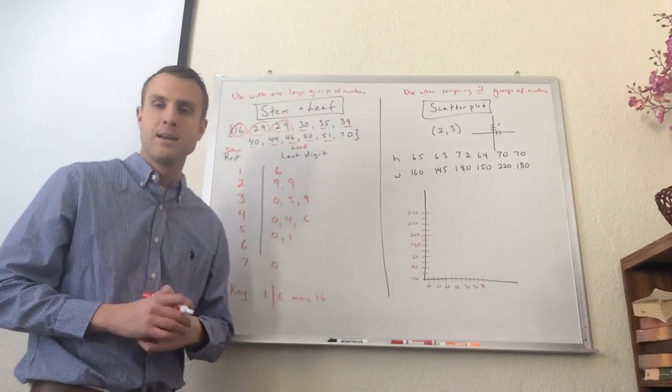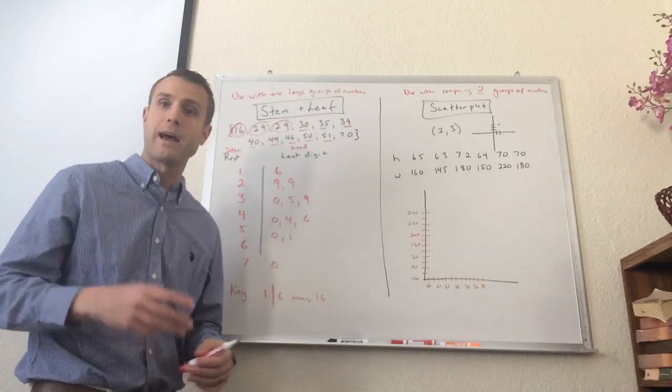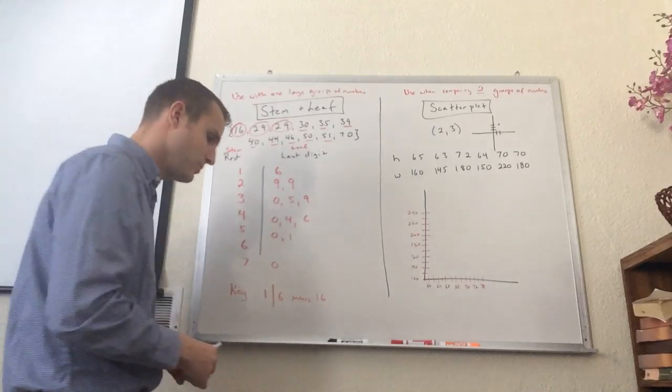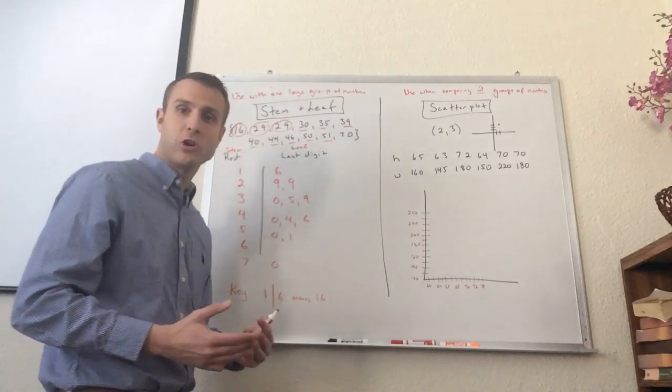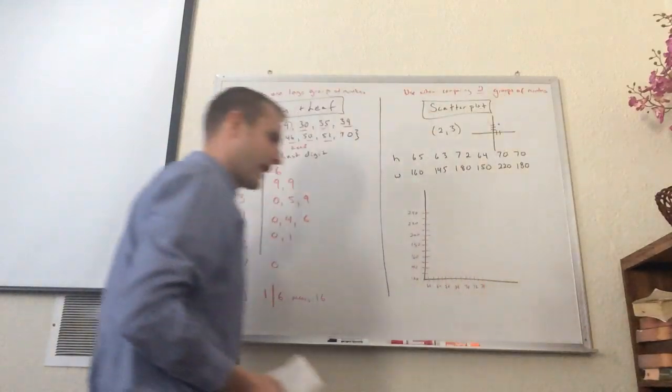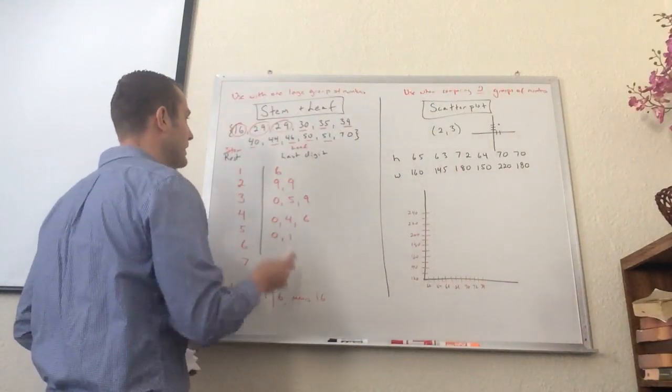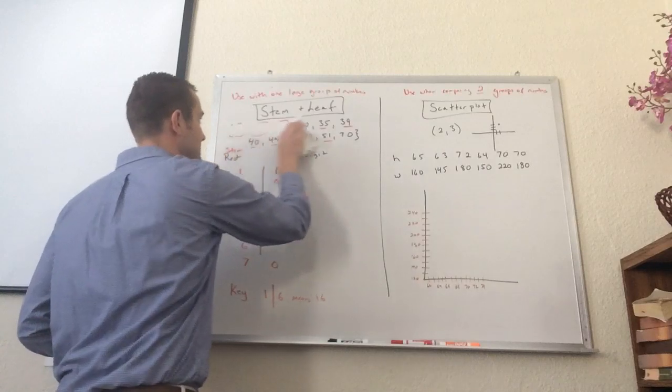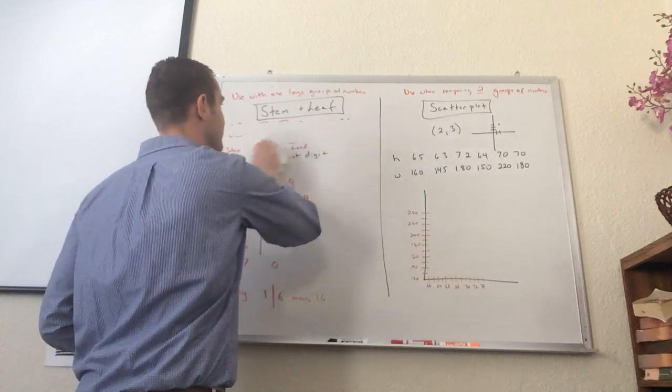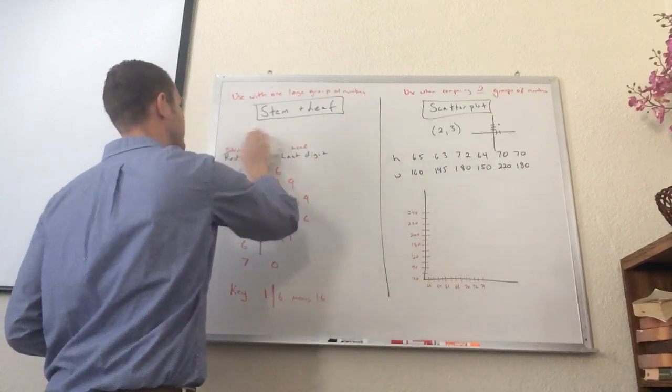It doesn't matter. Now sometimes your stem and leaf might have three digits instead of two digits. So let me quickly show you how you would do it if it had three digits. Let's say my group of numbers here, let me write a different group of numbers.